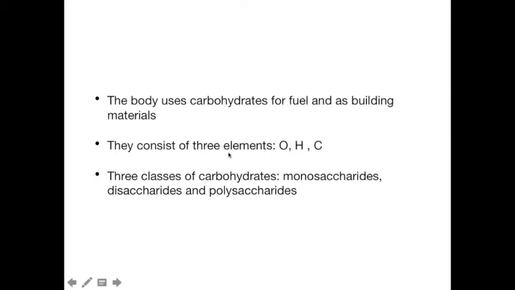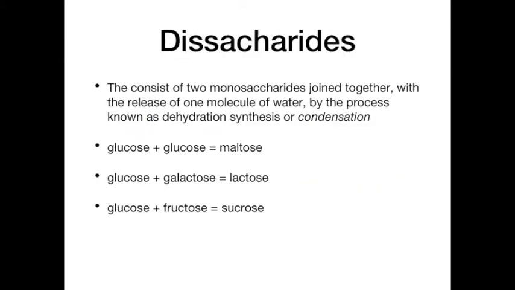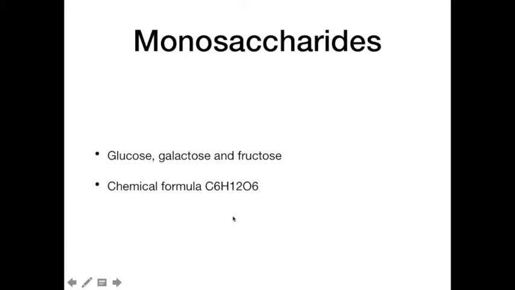Now, the body uses them for fuel and as building materials. All of them consist of three elements: oxygen, hydrogen, and carbon. And I told you about the three classes. Now, monosaccharides have 6 carbon atoms, 12 hydrogen atoms, and 6 oxygen atoms. They make ring structures, and the most common ones here are glucose, galactose, and fructose.